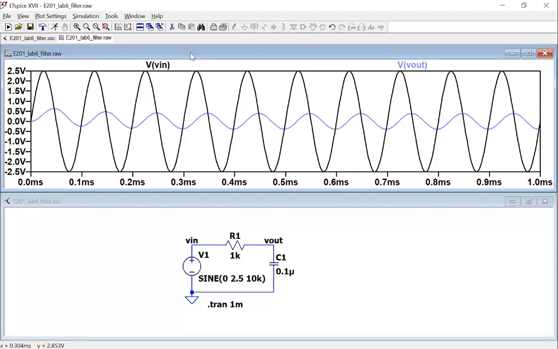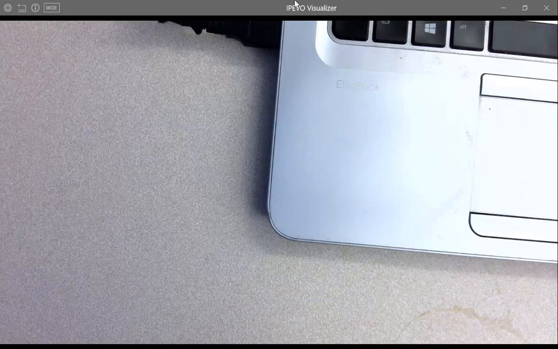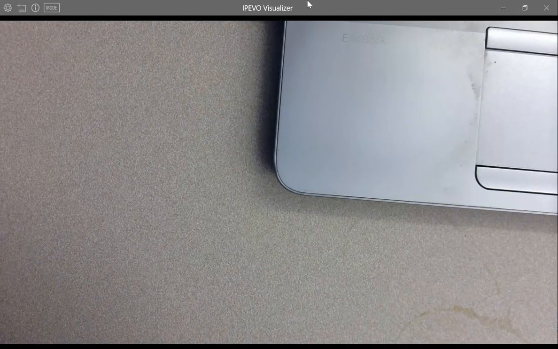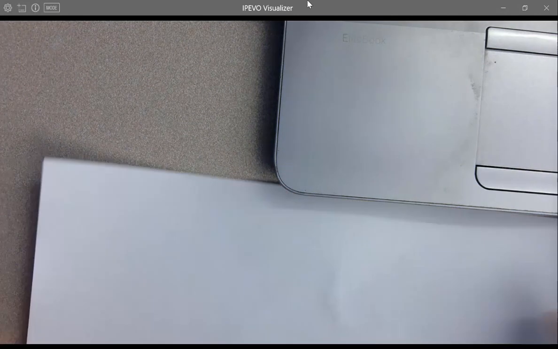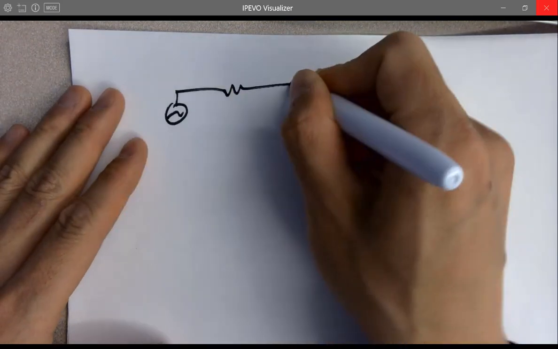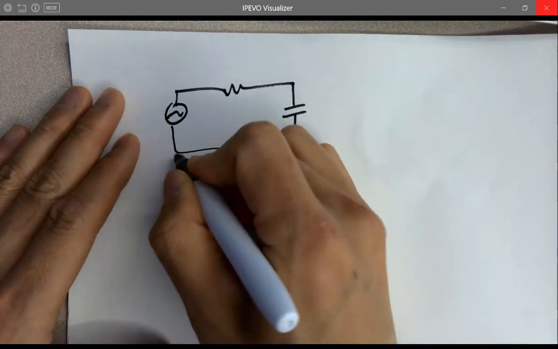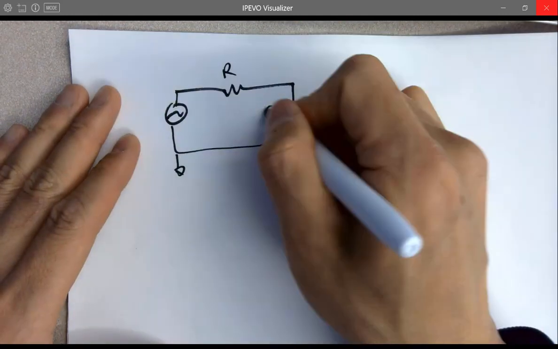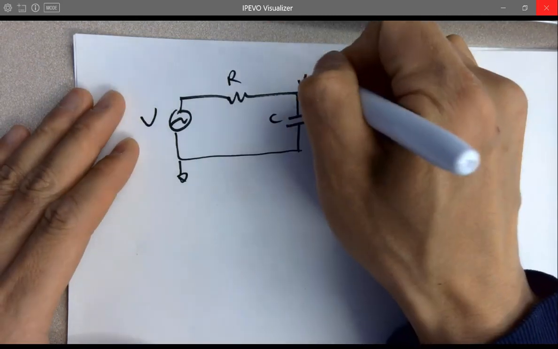Okay. So now let's go through the calculations, which is the theory running behind the scene. How that works. As the input signal, it's a sine wave. We've got resistor and capacitor here, and ground. That's R, that's C, that's V in, that's VL.